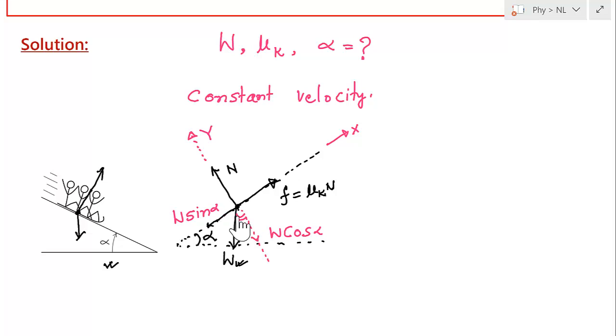Because there is a theorem that says the angle between lines is equal to the angle between their perpendiculars. So this line and this line: on this line this is the perpendicular and on this line this is the perpendicular. That's why this angle is alpha.